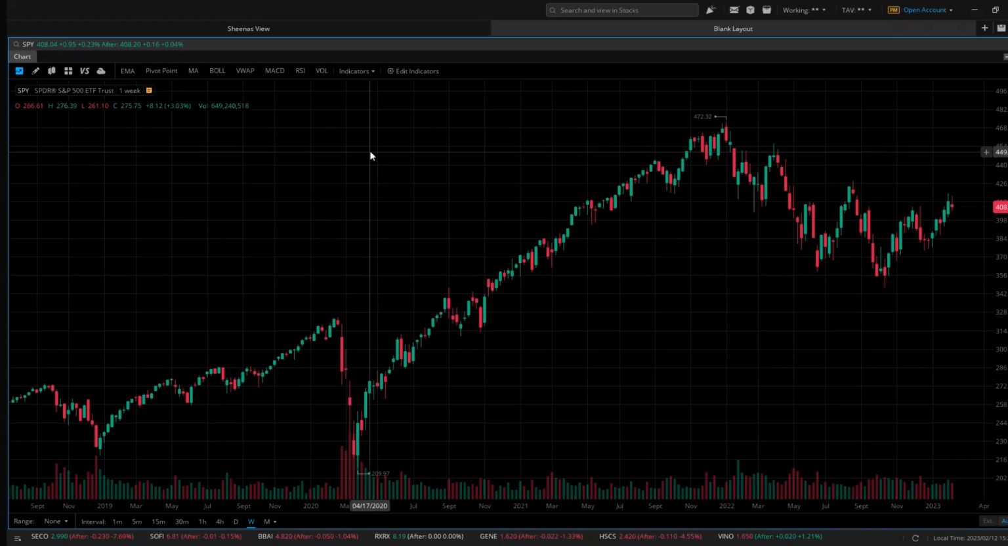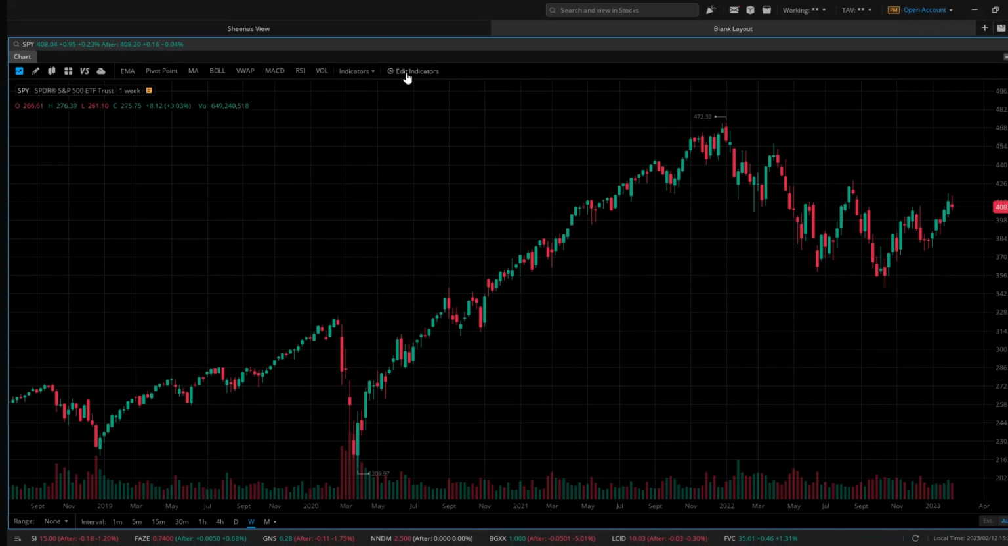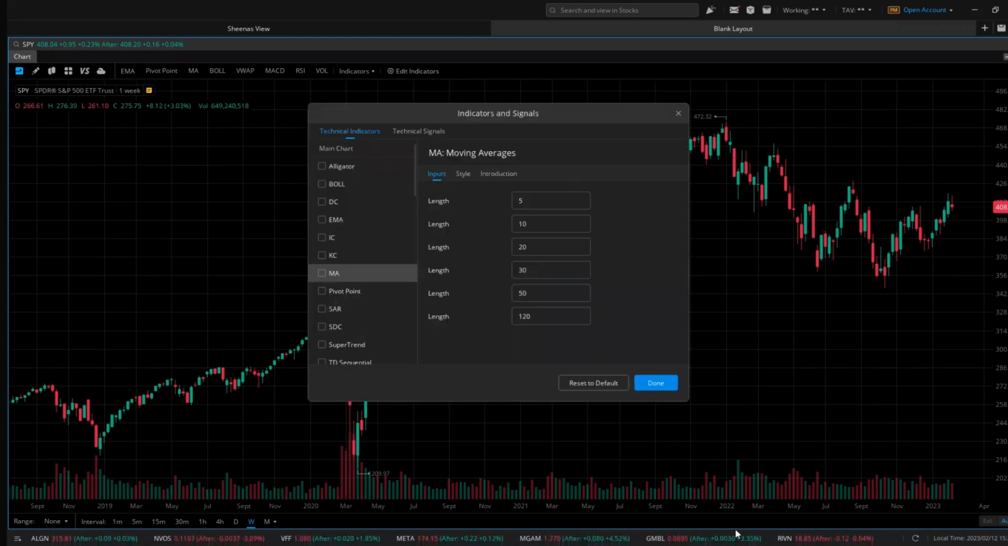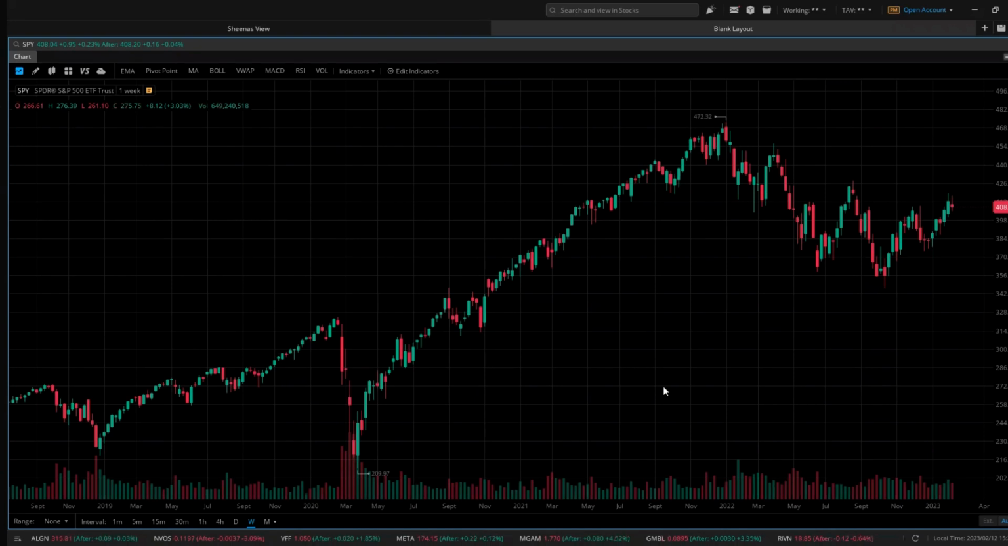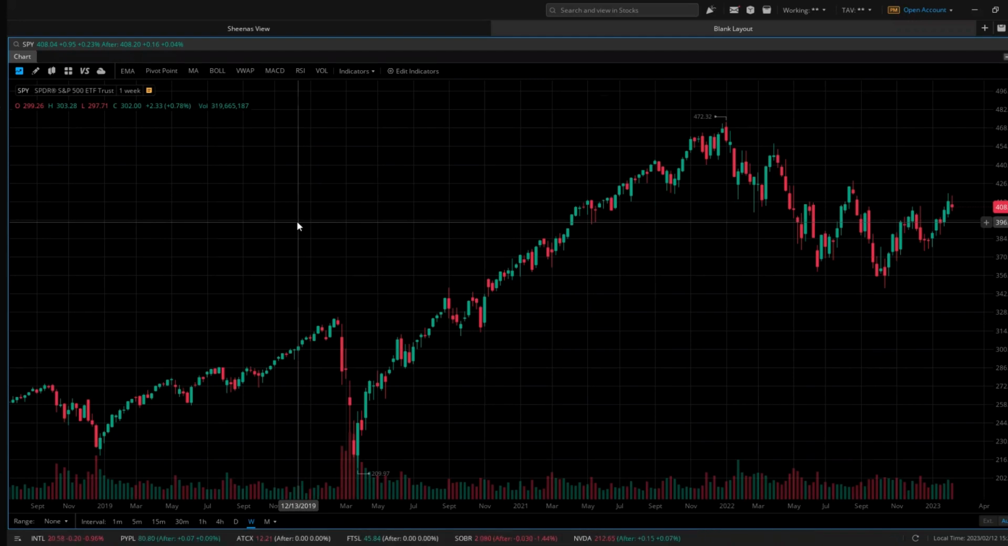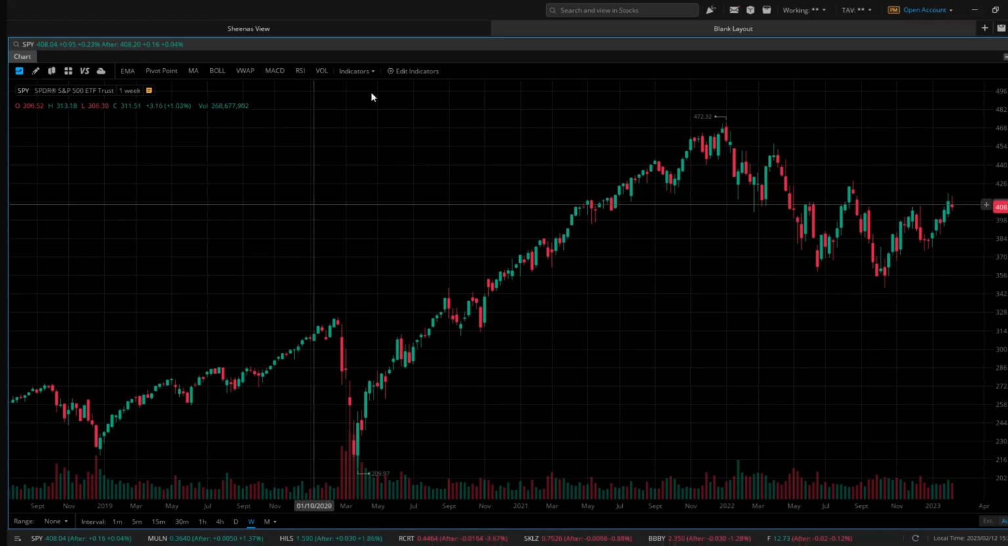All right, guys, so we're back on Webull, and I'm going to show you how to add these moving average indicators onto your chart on the Webull platform. So we're going to come up here to edit indicators. First of all, we're on a SPY chart here. It's a weekly chart. And remember, the SPY tracks the S&P 500. It's an ETF. We're going to go ahead and add 3 moving averages that are typically used by investors or traders. And that's going to be the 20, the 50, and the 200-day moving average.